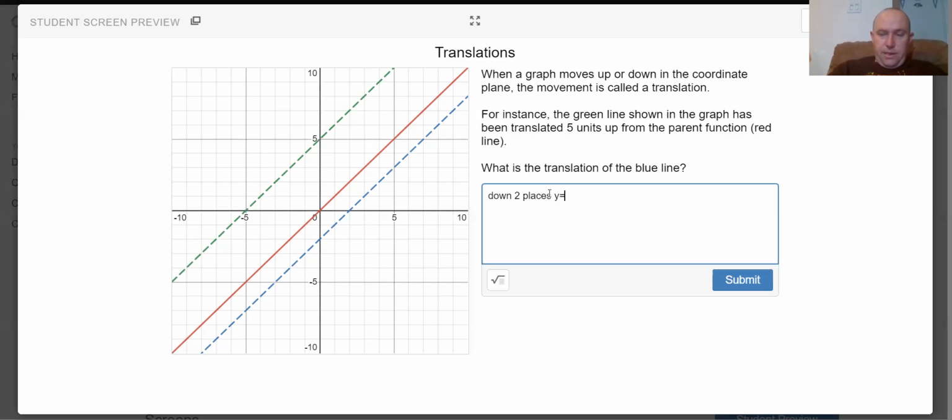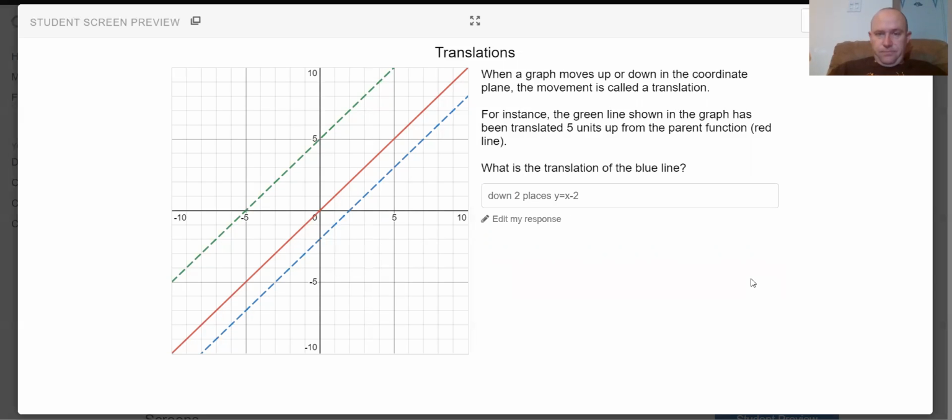And if I had to describe that line, it would be y equals x minus 2. So it goes down, I give it a negative sign. And notice also that it clearly on the graph here goes through negative 2 as well, which is why we have that negative 2 there as well.